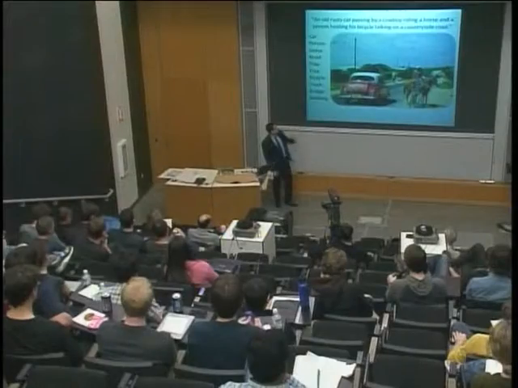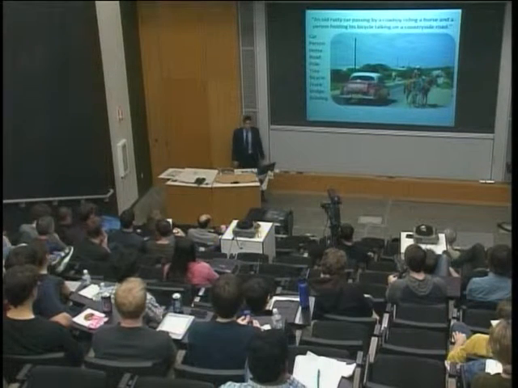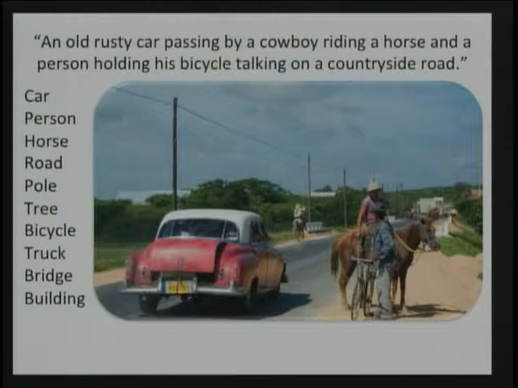Let me look into the details of these kinds of descriptions. When I showed you this picture, you saw lots of different objects in this image. You saw a car, a person, a horse. There are power poles back then. There are bicycles. There are trees. There are trucks back there. So you saw all of those objects.